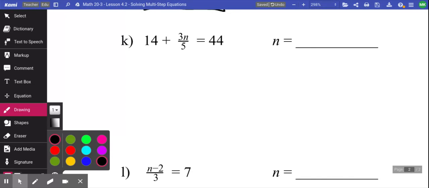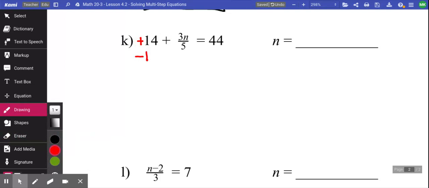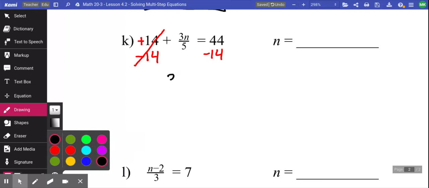K is a little tricky because the order is out of normal for us. So the first thing you have to move here is this. And technically, that is a positive 14 being added to 3n divided by 5. So I need to move that positive 14 first. The opposite would be minusing 14. Now I'll be left with 3n divided by 5 equals 30.